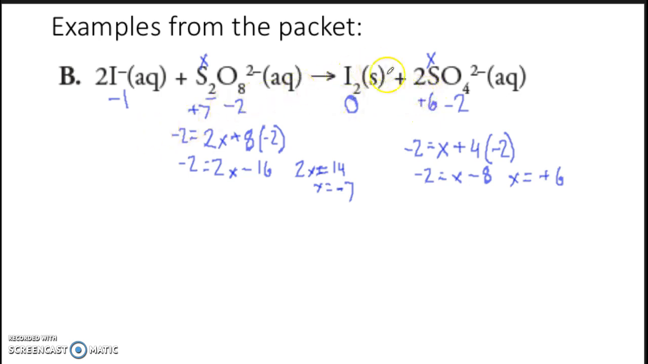So now I've assigned all of the oxidation states, and you can see that iodine changed oxidation numbers, -1 and 0, and that the sulfur changed oxidation numbers from a positive 7 to a positive 6. The oxygen stayed exactly the same, -2 and -2, and that's quite normal in a redox reaction.